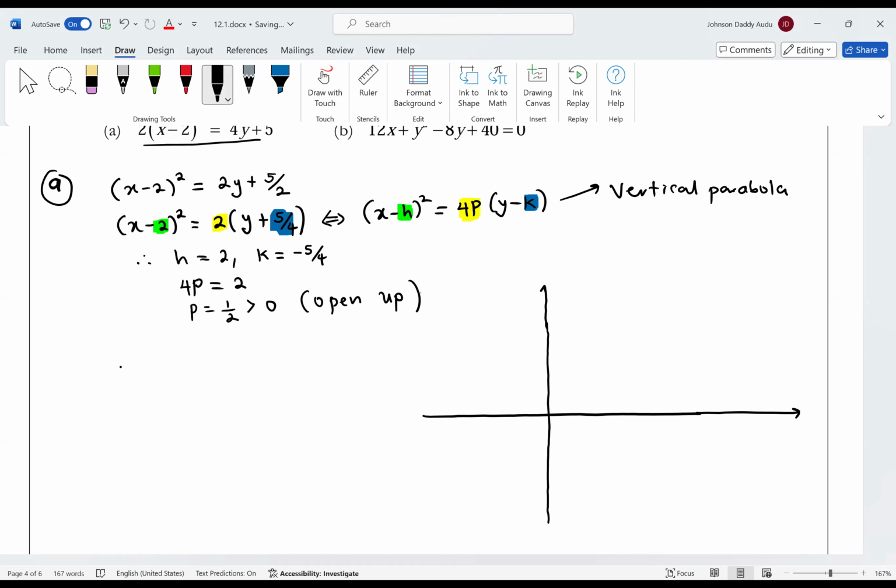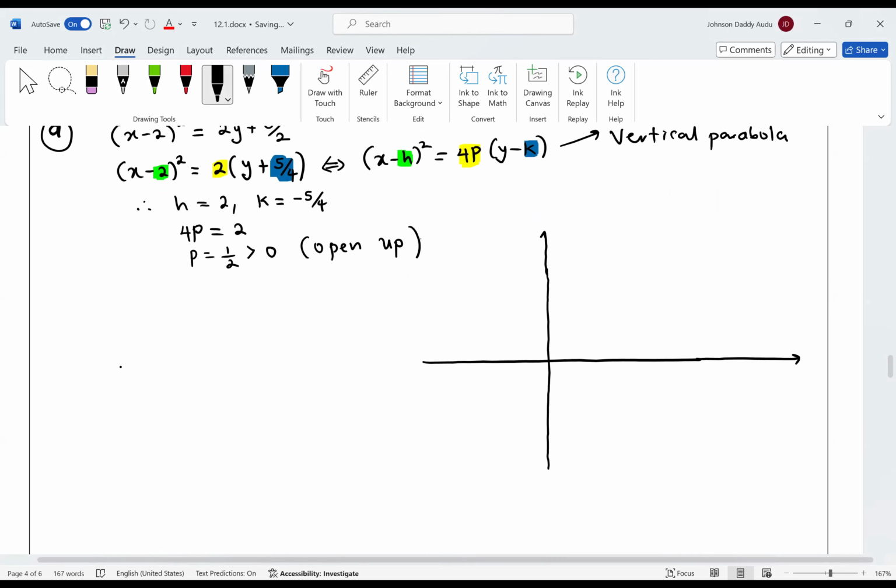So our vertex is nothing but what? It's h, k, which is 2 and minus 5/4. So that will take us to which quadrant? That will take us to the fourth quadrant. So let's say this is 2 and minus 5/4, somewhere here. Let's say this is minus 1, so somewhere just below minus 1. Okay, so this is our vertex.